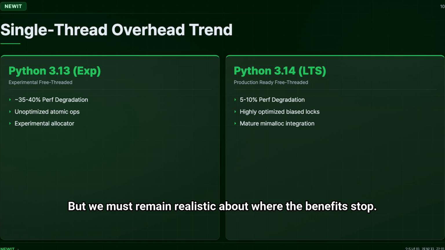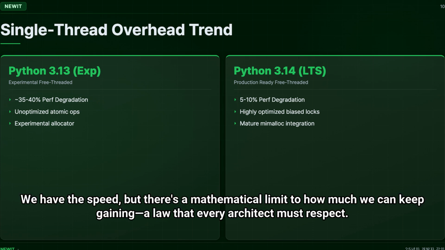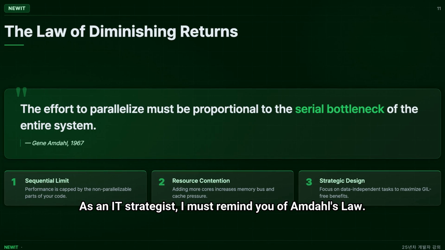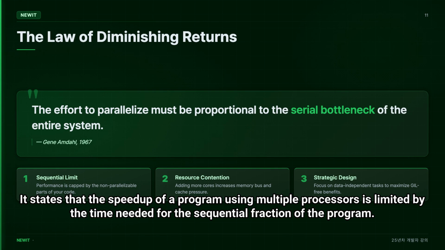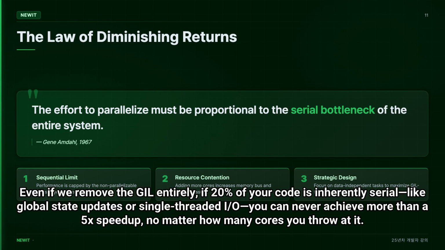But we must remain realistic about where the benefits stop. We have the speed, but there's a mathematical limit to how much we can keep gaining, a law that every architect must respect. As an IT strategist, I must remind you of Amdahl's law. It states that the speedup of a program using multiple processors is limited by the time needed for the sequential fraction of the program. Even if we remove the GIL entirely, if 20% of your code is inherently serial, like global state updates or single-threaded I/O, you can never achieve more than a 5x speedup, no matter how many cores you throw at it.